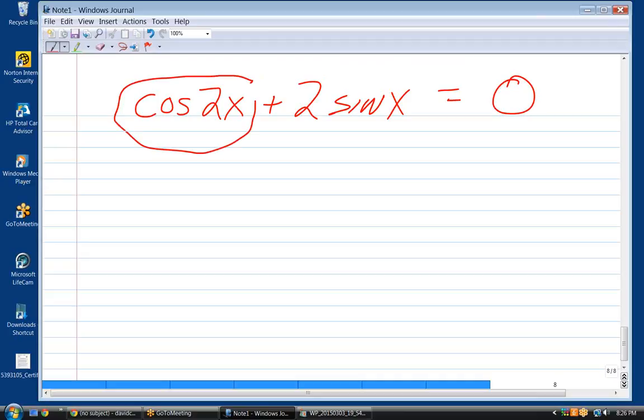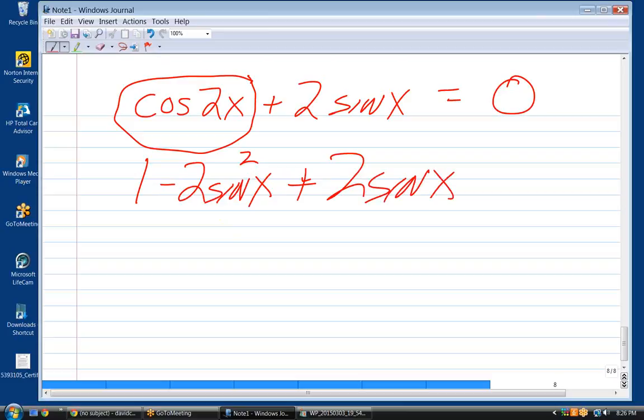Here, we want to turn that into sine, because then we will have an equation that has nothing but sines in it, and we'll be able to factor it and solve it easily. Well, the identity for that is 1 minus 2 sine squared x plus 2 sine x equals 0.